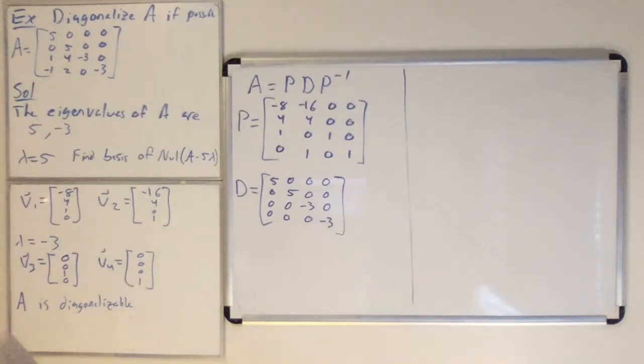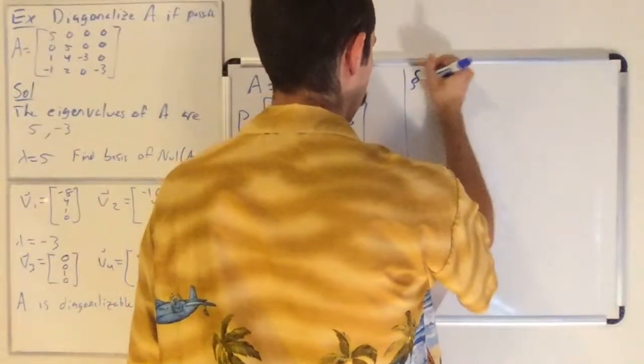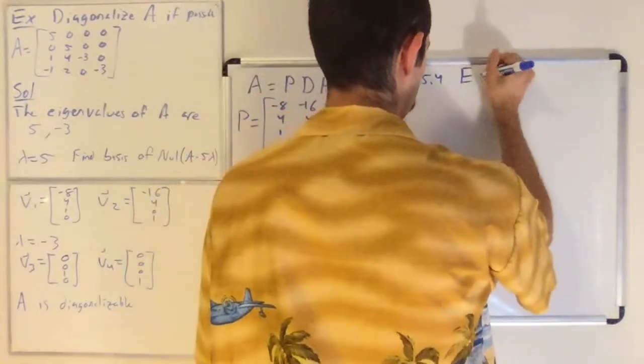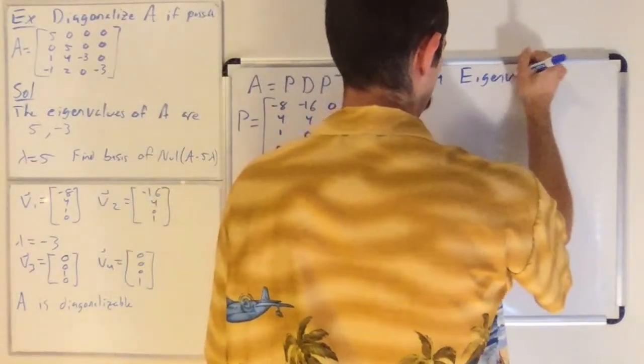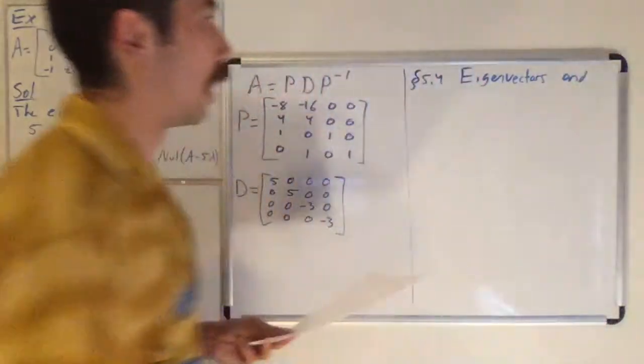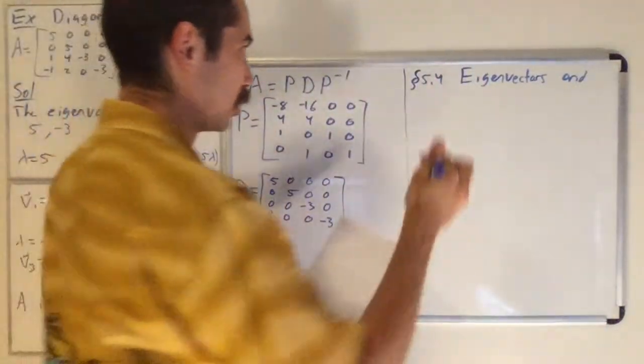Okay, well, if there's no questions, we're going to move on to the next section. If you have a question still, feel free to just type it in. So this is section 5.4, eigenvectors and linear transformations.